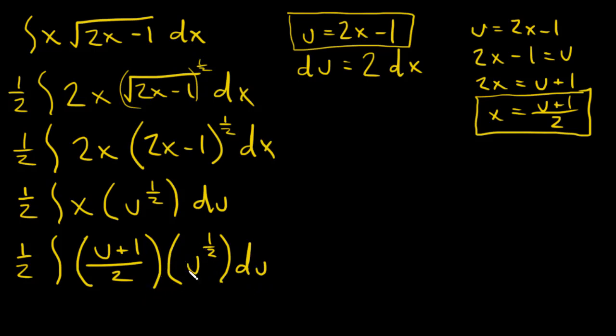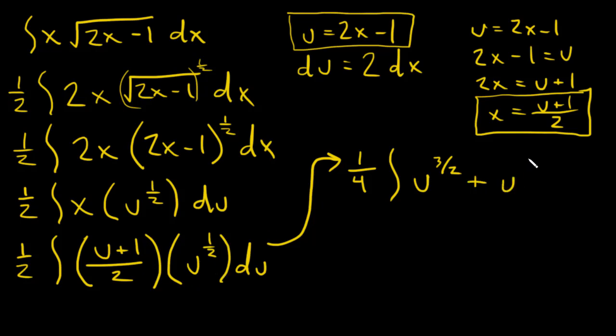So what I'm going to do is distribute this u through here and take this half out. So if you'll allow me, if I pull the half out, it's going to become 1/2 times 1/2, which is 1/4, integral u times u to the 1/2 is u to the 3/2, plus u to the 1/2 times 1 is u to the 1/2 du. And I can do this integral now.